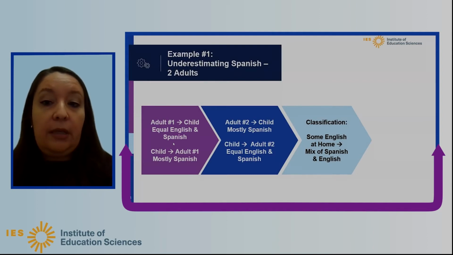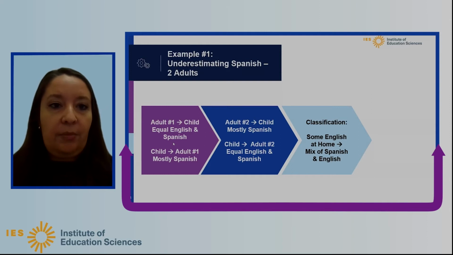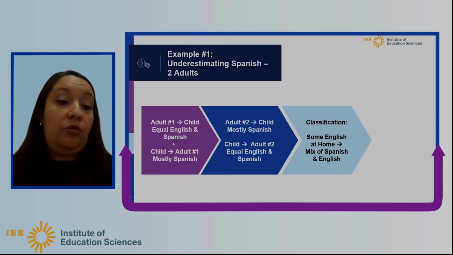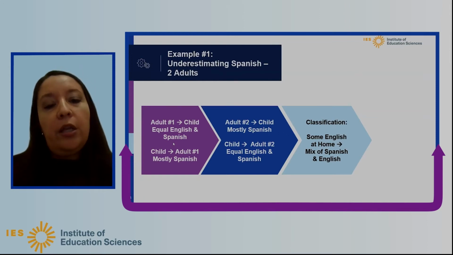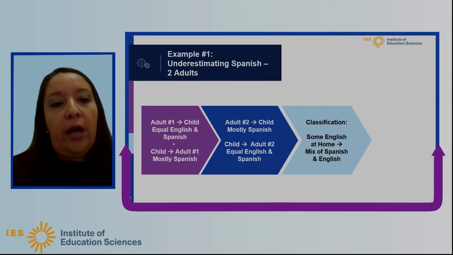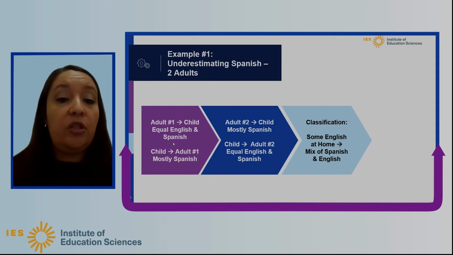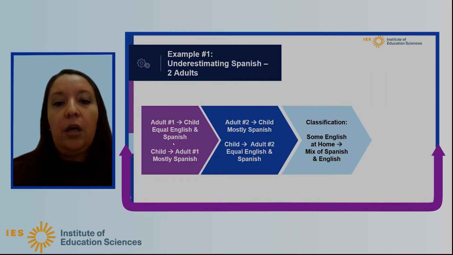And we want to show you a couple examples. So this first example is where Spanish is underestimated. These are data from a first grader. You can see in the purple arrow the interactions between adult number 1 and the child, where the adult is using about an equal amount of English and Spanish, and the child is using mostly Spanish. And then in the column over to the right with adult 2, that adult is mostly using Spanish with the child, and the child is using a mix back. So based on this information, we do see there is a meaningful amount of English at home, and our program classifies this student as having a home language background that's a mix of Spanish and English.